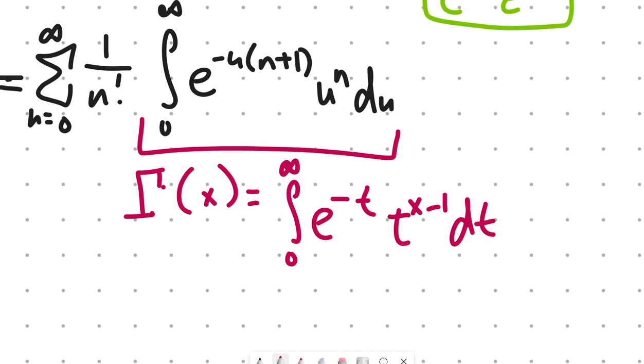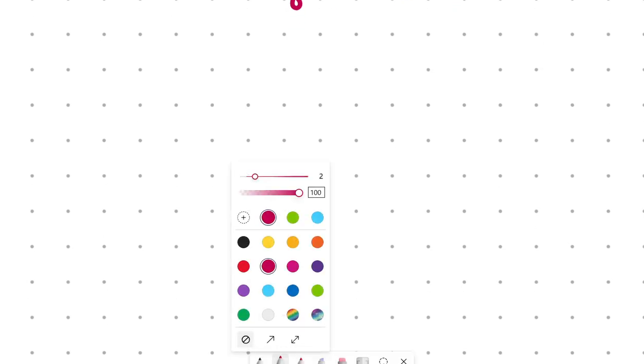So we want to have u to the n minus 1 being equal to t, where n is x minus 1 and u is t. In order to do this, I'm just going to let u times n plus 1 equal to another variable. I'm just going to pick another variable, which is going to be s. S is equal to u times n plus 1.